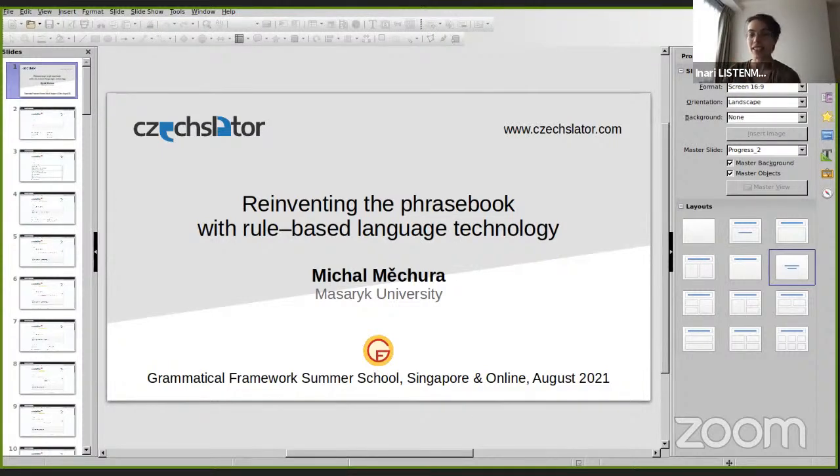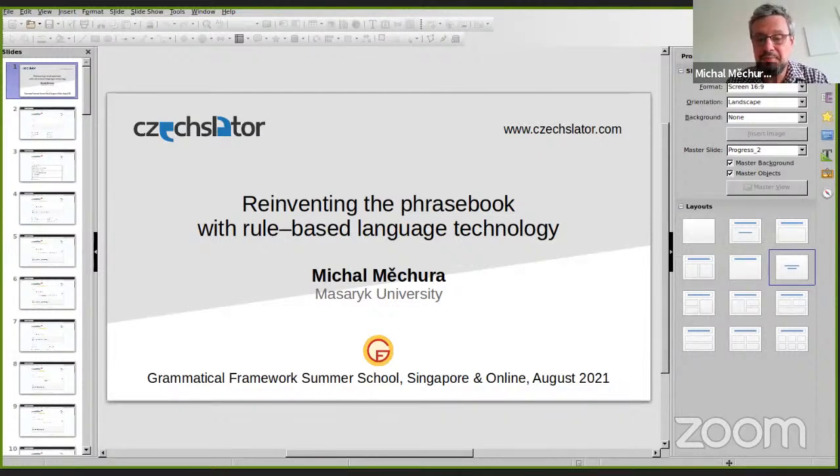Let's start the third session of today. Welcome, Michal. Okay. Yeah, so my name is Michal, and I'm here to tell you about a secret project that I have been working on for the last couple of years. Or maybe it's not such a big secret after all, because some of you may remember that at the last summer school in South Africa, I was showing an early prototype of an interactive rule-based phrasebook that I was working on at that time. So today I'm here to tell you what that project has evolved into. And I'm here to introduce you to CheckSlater.